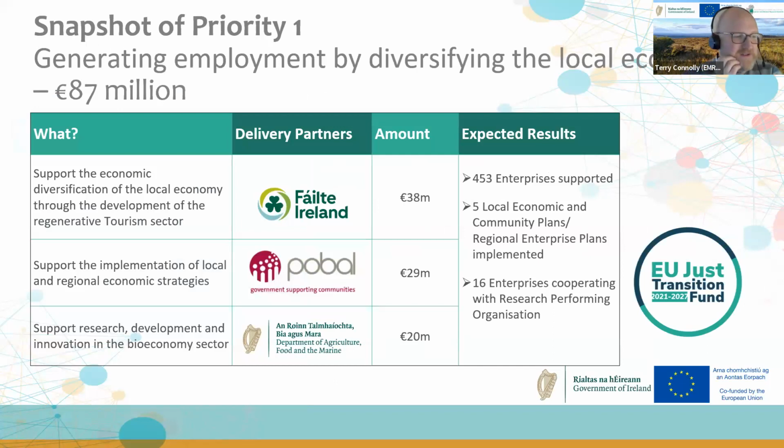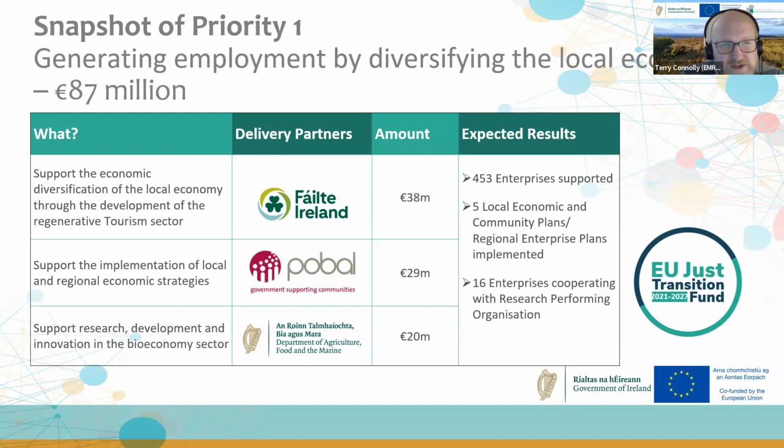So the fund itself is 169 million, and it's broken down into three priorities. And I'll fly through these because I'm conscious of the time. So the first priority is around generating employment by diversifying the local economy. If you relate it back to that single specific objective, it's very clear where that priority is coming from. And as a result, over half the fund is going to this first priority. Getting the economy diversified and getting people into employment is the number one thing the fund wants to do. That's done through three different actions led by three different delivery partners.